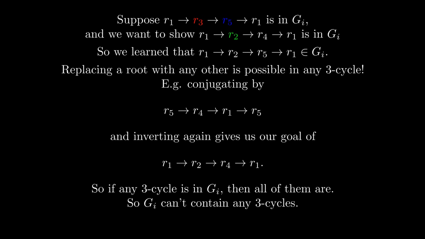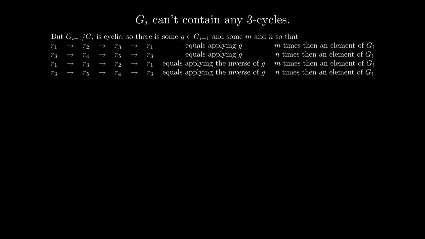So we jump from gi minus 1 having all of them to gi having none of them. So now we use the fact that m is at least 5 to conjure up some very specific elements of gi minus 1 that will give us a contradiction. In particular, we use the R1 to R2 to R3 3-cycle and the R3 to R4 to R5 3-cycle.